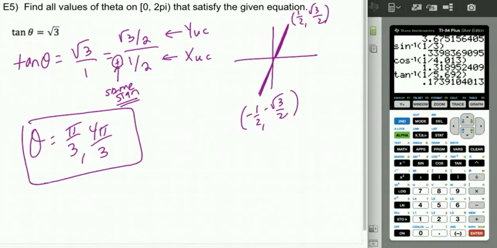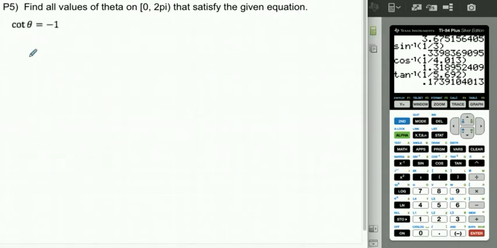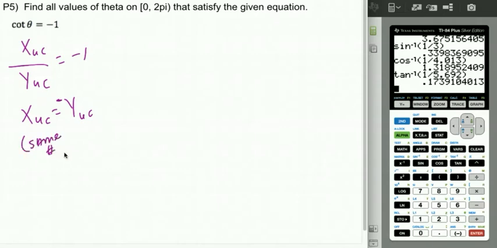All right. Where is the cotangent of theta equal to negative 1? Well, that's asking where is the x on the unit circle over the y on the unit circle equal to negative 1. It's basically asking where the x and y are the same numerical value but with opposite signs. So same number, opposite sign.